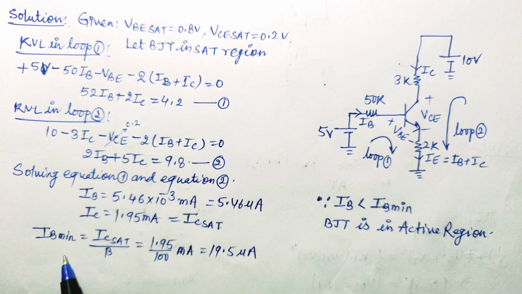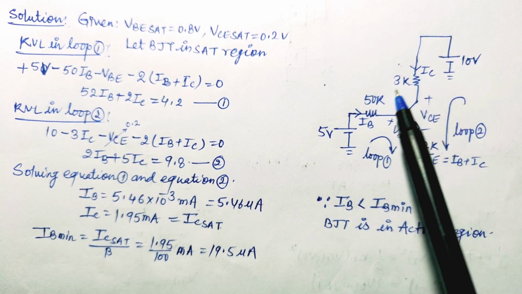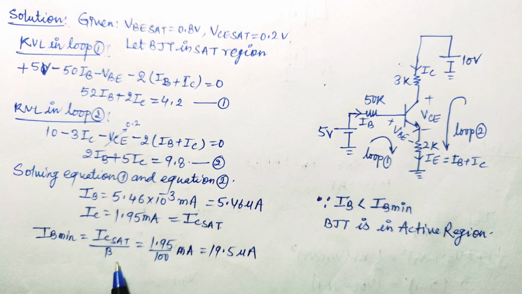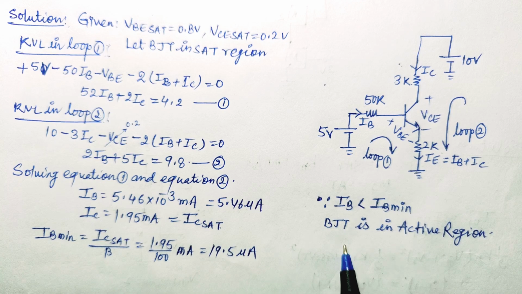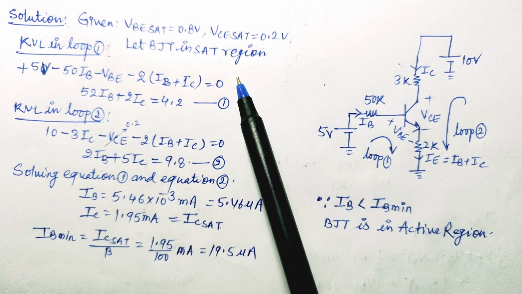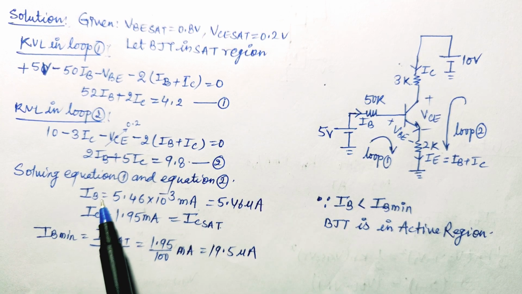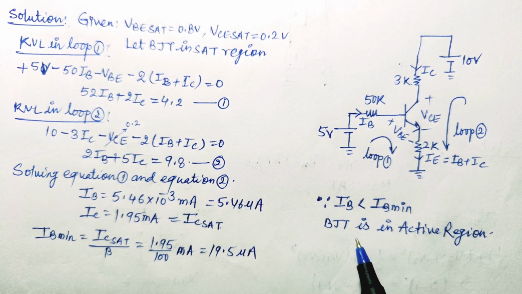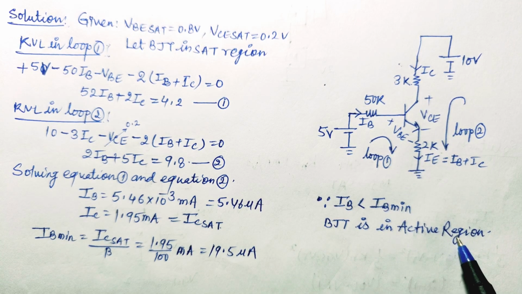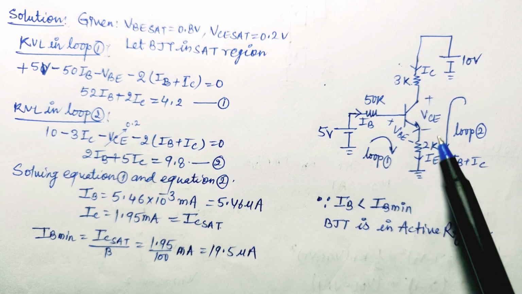Now we can calculate the minimum base current required to operate this transistor in saturation region. This will be equal to IC sat upon beta, and its value will be equal to 19.5 microampere. As we can see by comparing IB and IB minimum, IB value is less than IB minimum value. So we can say clearly that this BJT is in active region. But we had assumed that this BJT is in saturation region. Our assumption was wrong, and this IB value and IC value cannot be considered for this circuit. So now we will assume that this transistor is in active region, and accordingly we will solve this problem.